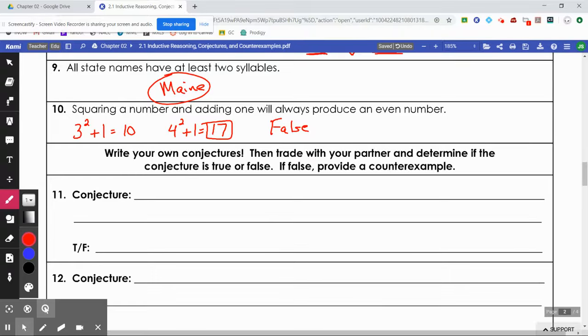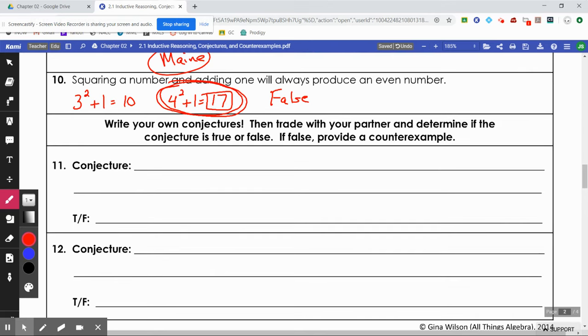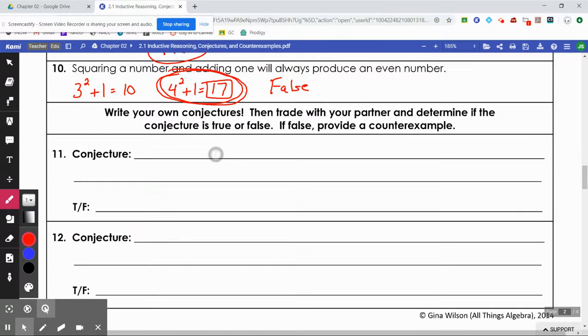And again, the terminology that you need to learn from this is your counterexample. Number 11 and 12, you're asked to write your own conjectures. And so these can be different for each person. Write your own conjecture, then trade with your partner and determine if the conjecture is true or false. And we'll write one ourselves and just see if we can come up with if it's a true or false conjecture.